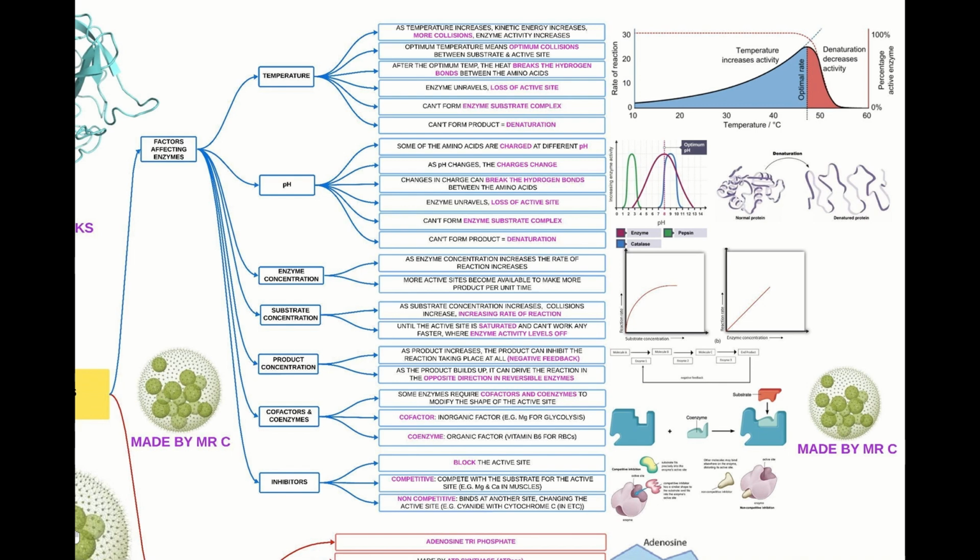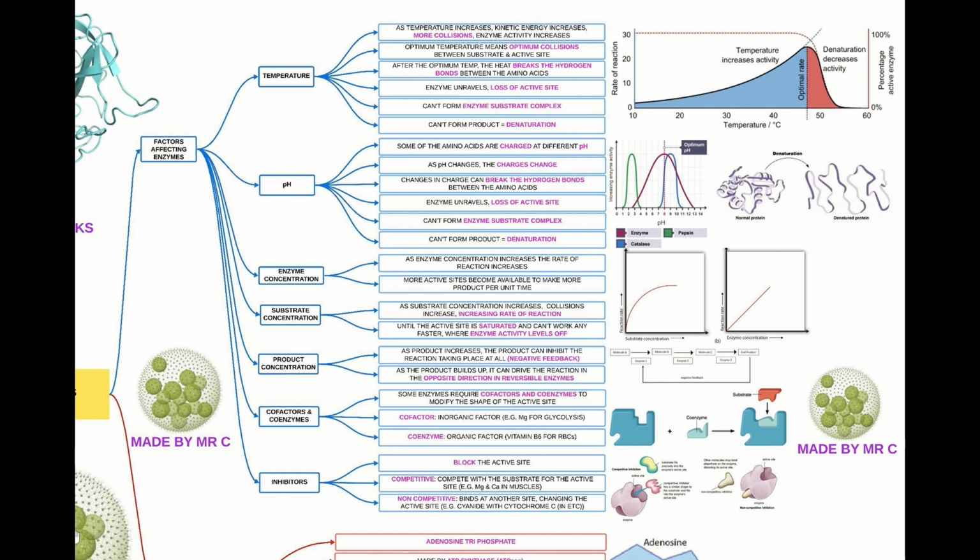Then we get down to what we call enzyme kinetics. First of all, we have the effect of enzyme concentration. And as the enzyme concentration increases, the rate of reaction increases. As more active site becomes available, more enzyme substrate complex can be made and therefore more product can be made.